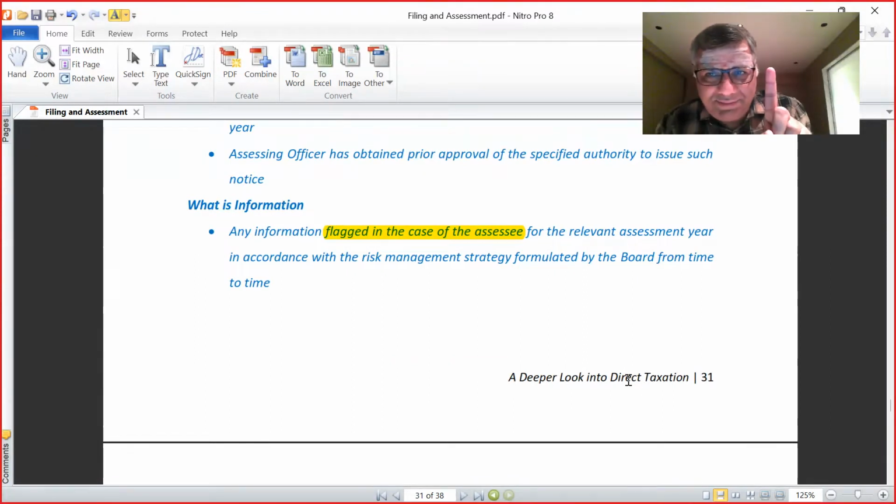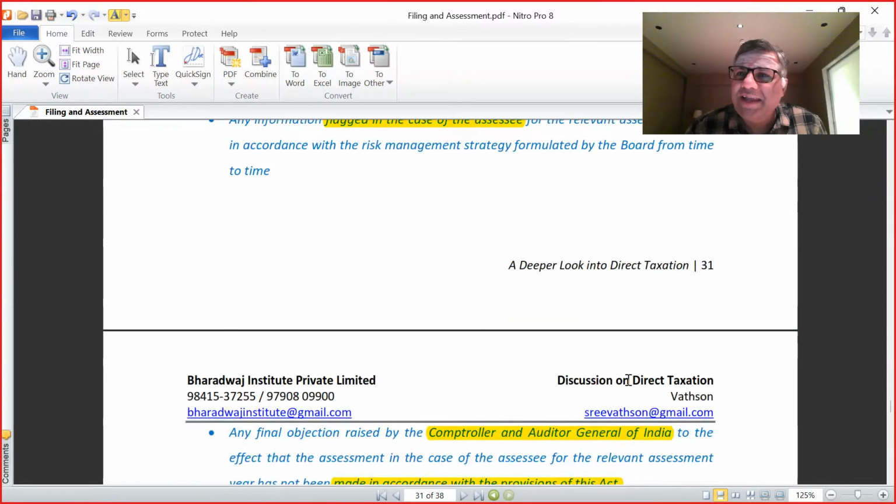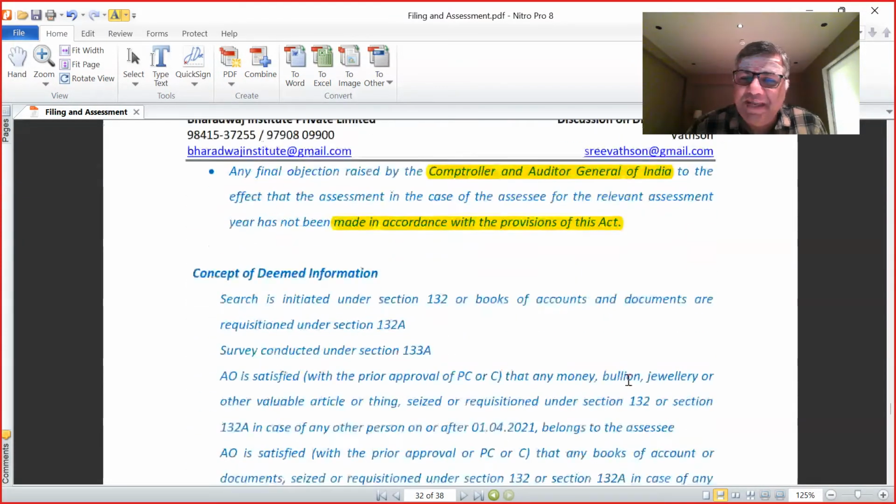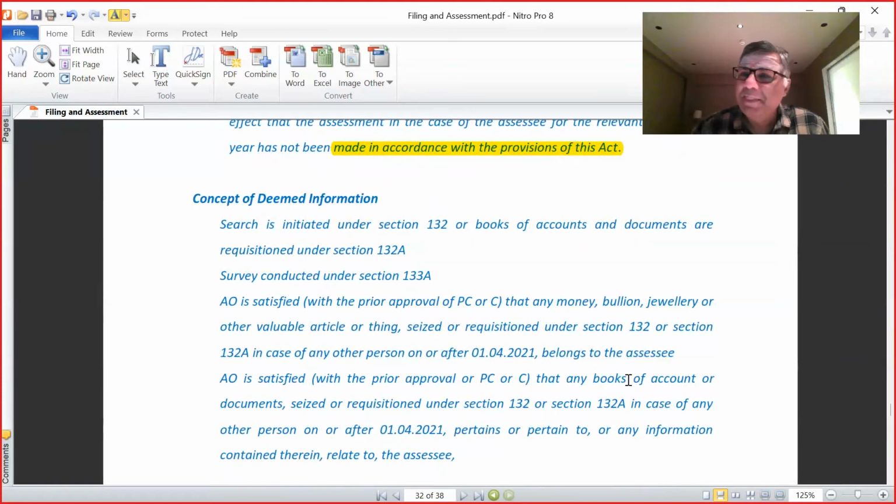This is one. Second is Proviso 2 of 148. For that, I need not have any information. Deemed information: search is initiated under 132, or books of accounts and documents are requisitioned under 132A. Survey, later part of the day we will see.